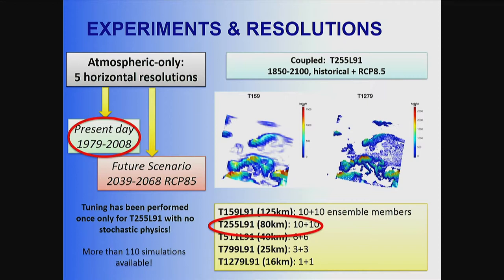So we focused on 30 years in the present day, and there are also the same integrations for a future scenario, RCP 8.5. There are five different resolutions from T159 to T255. We have 10 ensemble members with or without stochastic physics. For the higher resolution, of course, the number of ensemble members that we were able to produce decreases. At the highest resolution, we perform only one integration with stochastic physics and one without.